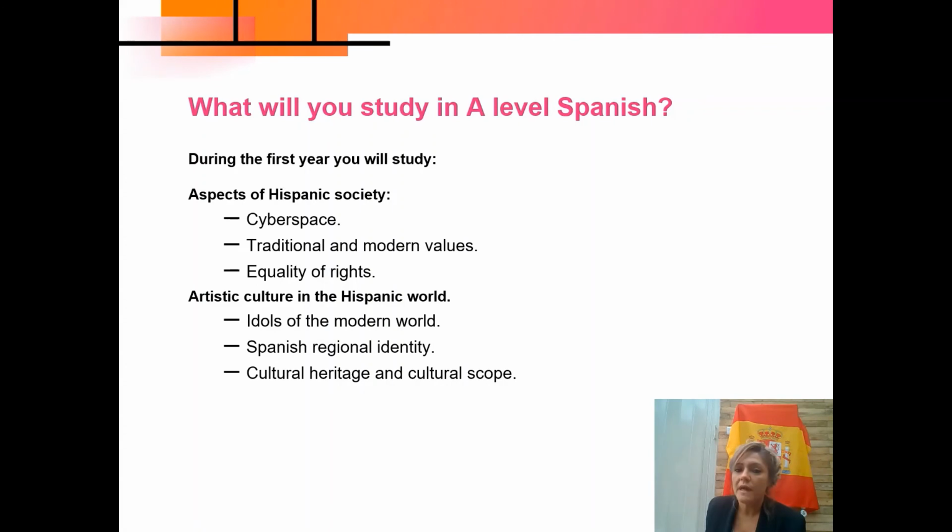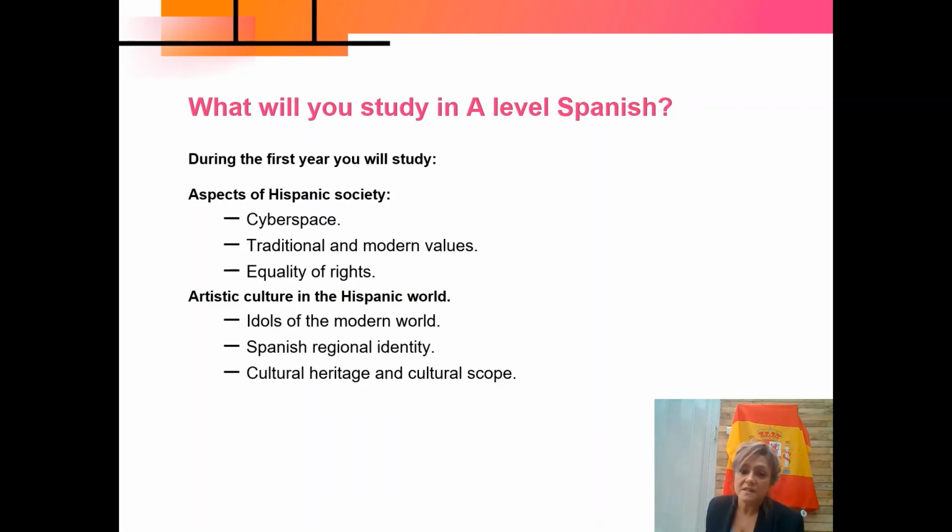So as you know, A-Level Spanish is 2 years. It's a linear subject, which means you will not have an exam during the first year. During the first year, you will study aspects of Hispanic society. We're going to look at cyberspace and how technology affects young people in Hispanic society. Traditional and modern values, we will look at the new concepts of family in Hispanic countries, and we'll also look at this affection of young people towards the Catholic Church. And then after that, we'll look at equality of rights.